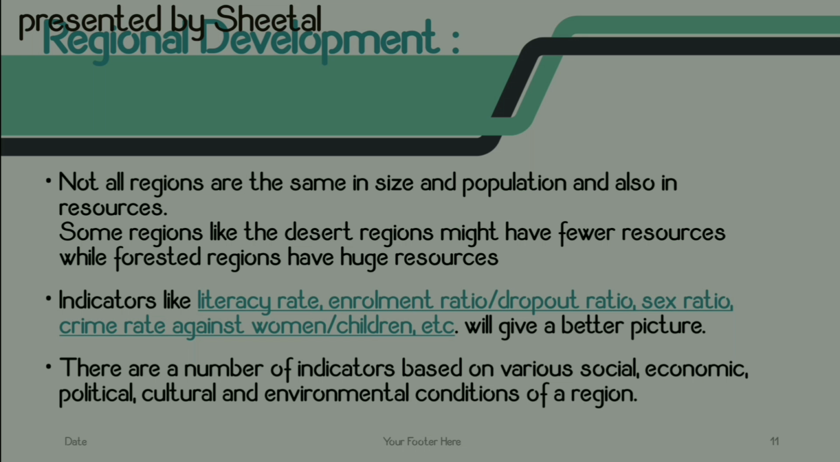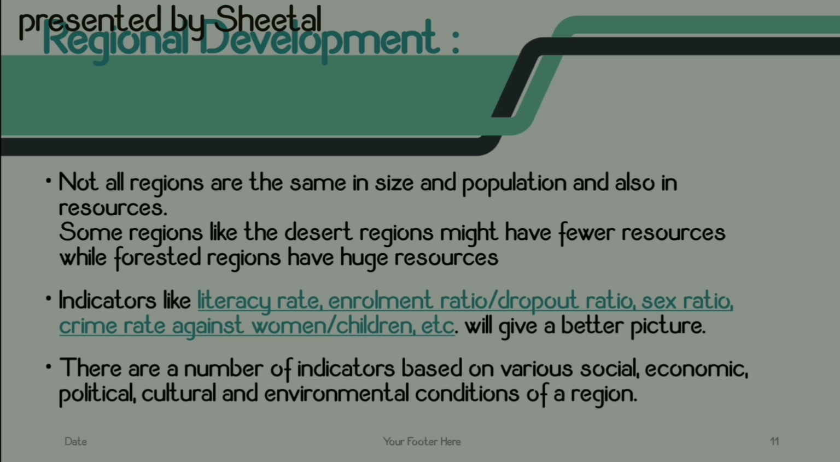Now, what is regional development? Not all regions are the same in size, population, and resources. Some regions, like the desert region, might have fewer resources, while forested regions have huge resources. So all the regions are not the same, and all places are not the same. Definitely the things you observe in those places will also differ. Everything is not the same everywhere; it is totally unevenly distributed.